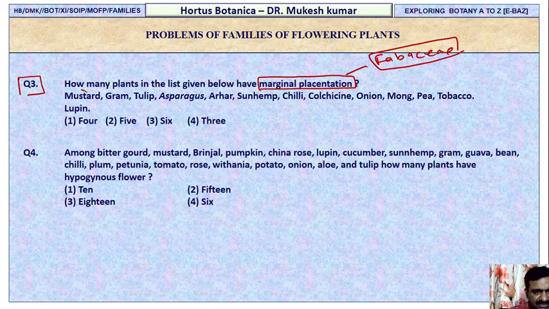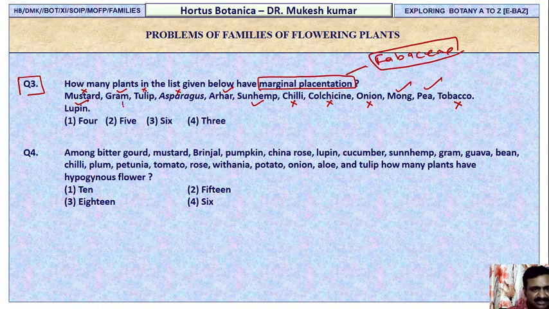See, mustard, no. Gram, yes. Tulip, Tijat, Liliaceae family, no. Asparagus, no. Arhar, yes, it's a dal. Sun hemp, yes. Chili, no, this is Solanaceae family. Colchicum, Liliaceae family. Onion, Liliaceae family. Moong, yes, this is a dal. Pea, yes. Tobacco, this is Solanaceae family. Lupin, yes, this is an ornamental.